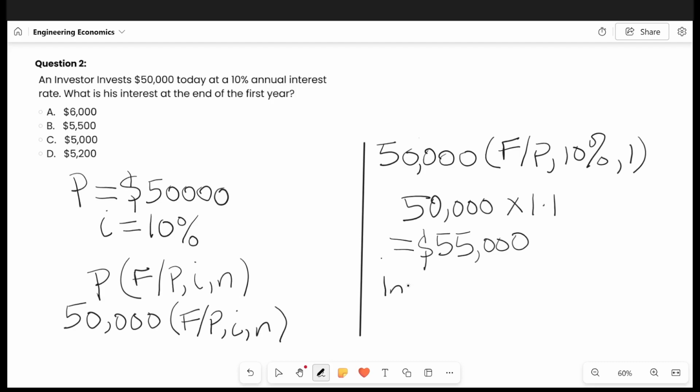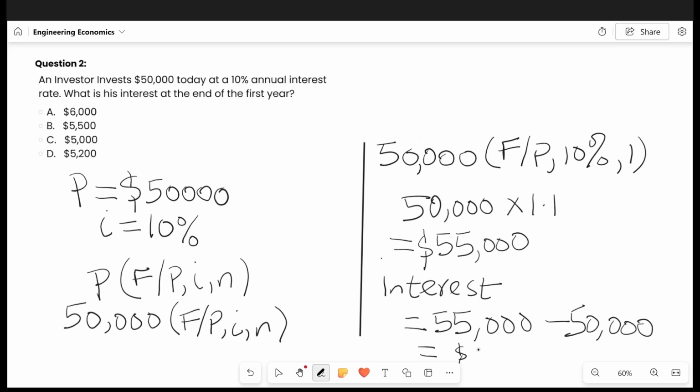Now, the interest at the end of the first year is going to be equal to 55,000 minus 50,000, and that would give us $5,000.